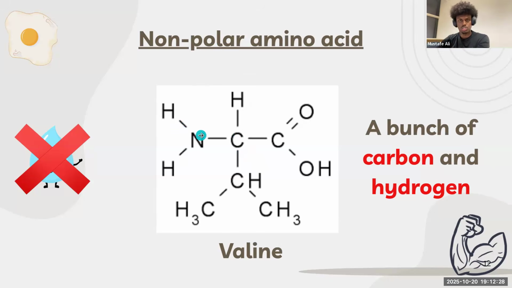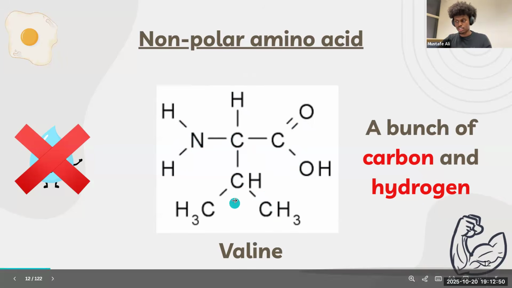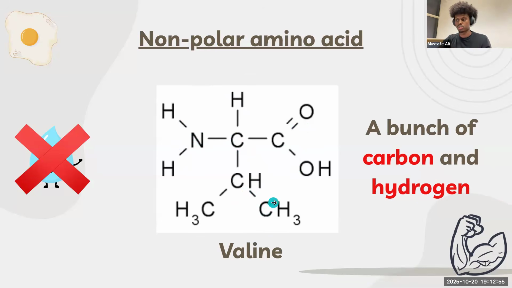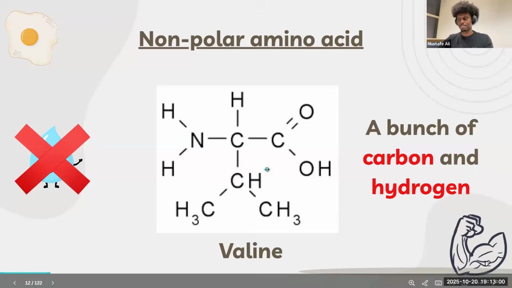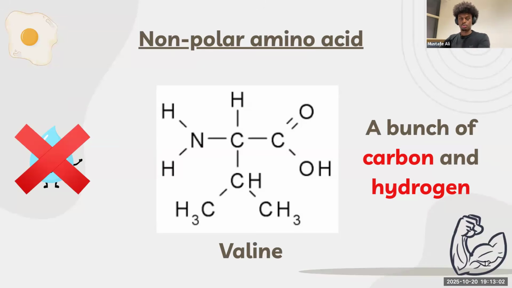Again, same structures as we talked about before. It has the amine group, it has the carboxyl group, it has a hydrogen atom right here. We also have the R group right here. Now, we said that the R group is what categorizes these amino acids into different classes, right? It's what makes amino acids different. For non-polar amino acids, they basically just have a bunch of carbon and hydrogen present in the R group. And this is why they are non-polar, okay? And a good example would be valine.